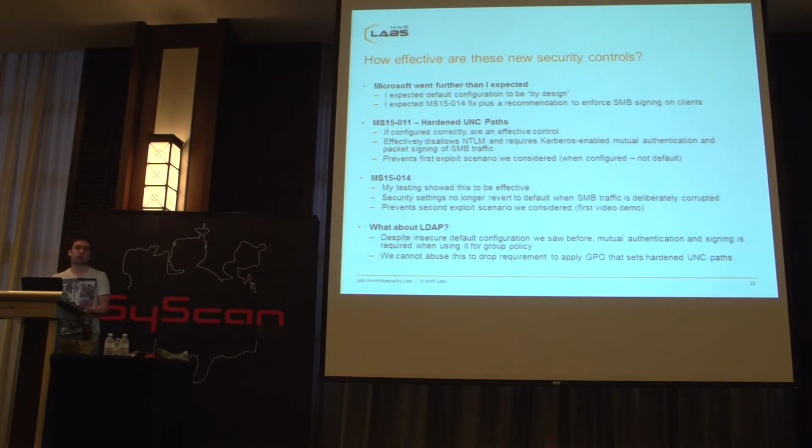Because my original idea for that was that, okay, if these new security features were put in place, but LDAP wasn't being signed properly, we could drop the requirement to apply the GPO that has the hardened UNC paths configured, and then next time it refreshes, it won't apply hardened UNC paths, and maybe we'll be back to square one again, and our old exploit would work. But that's not the case. What I saw with LDAP was good.